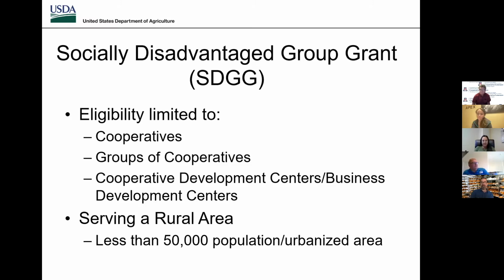The next one is a socially disadvantaged group grant that we've been successfully working with here in Arizona. Its eligibility is limited to cooperatives, groups for cooperatives, and cooperative development centers. Because we don't have a cooperative development center, and it's seemingly hard to get one, the business development center is where we are able to jump in and get some of this funding. Again, we're serving less than 50,000 population, not associated with an urban area, but given that our Native American reservations are eligible, we've been able to get a few grants out of this program over the last few years.